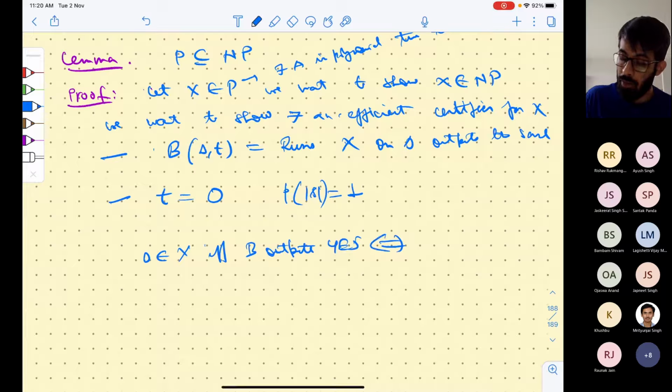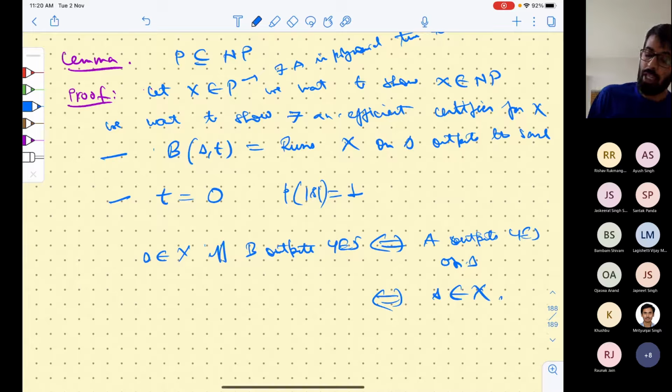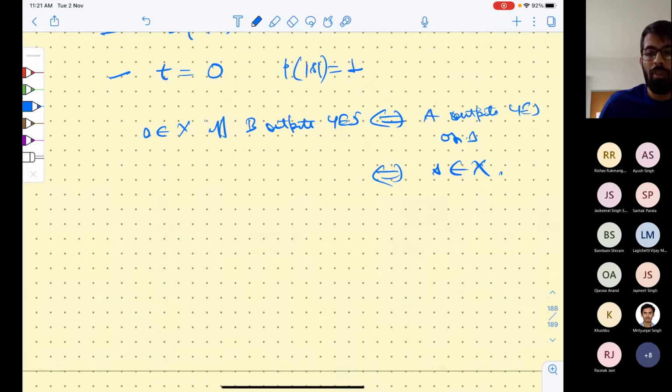If and only if A outputs yes on S, if and only if S belongs to X, right? Because A solves X, right? So this is a simple proof, but if there is any question here, please ask.